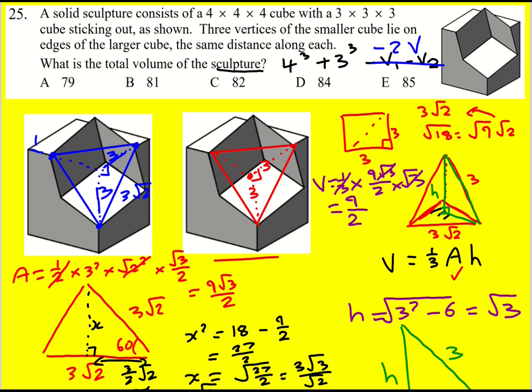Which means finally, the volume of the whole sculpture is going to be 4 cubed, 64, plus 3 cubed, 27, minus 2 lots of 9 over 2. Remember, there are 2 tetrahedrons here, so I'm minusing 9. That gets me 91 minus 9, which gives us the answer of 82. Well done.